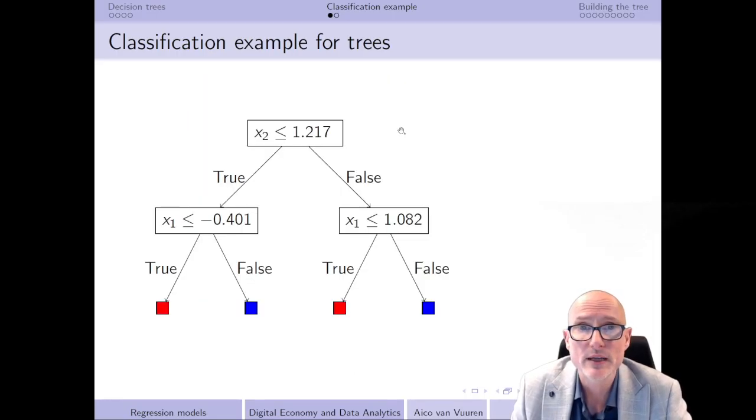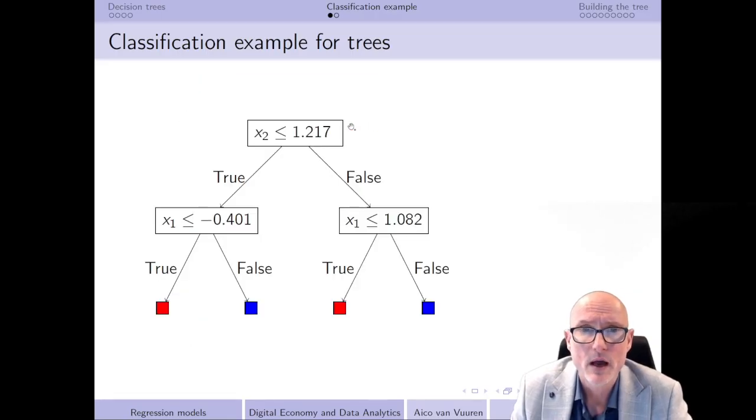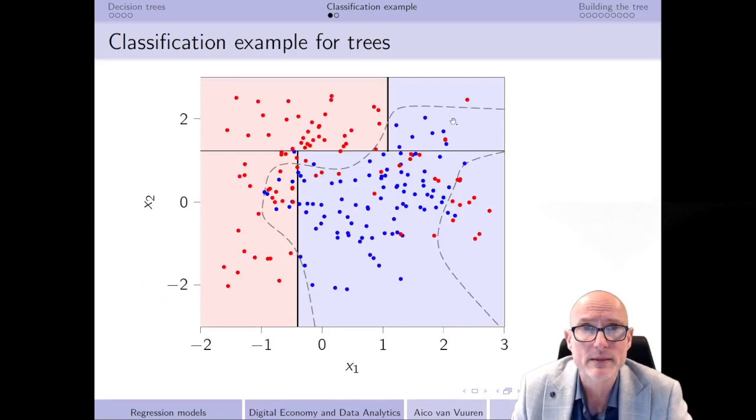In addition to that, we can also look at the situation in which x2 is larger than 1.217. Then we're already in this branch over here, and then we are going to decide whether x1 is smaller or equal to 1.082. If that's true, then we are going to make a red prediction. That means, of course, that we are in this area over here. Otherwise, we are going to make a blue prediction, which means that we are in this area over here.